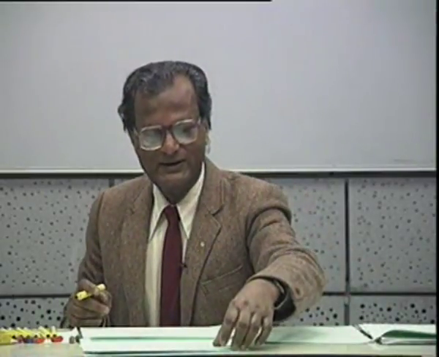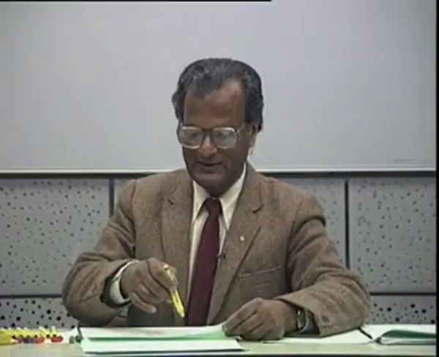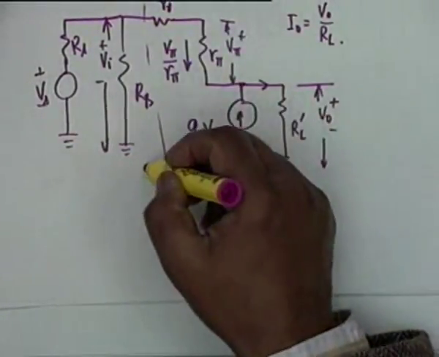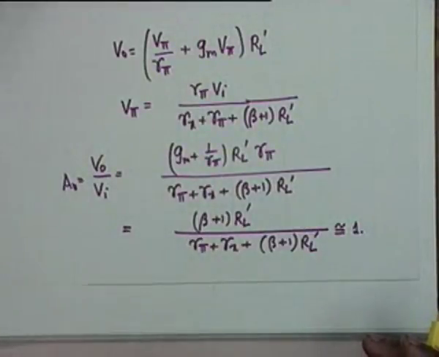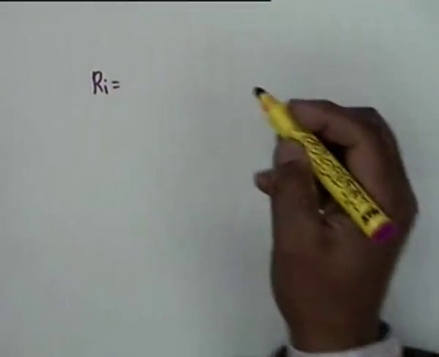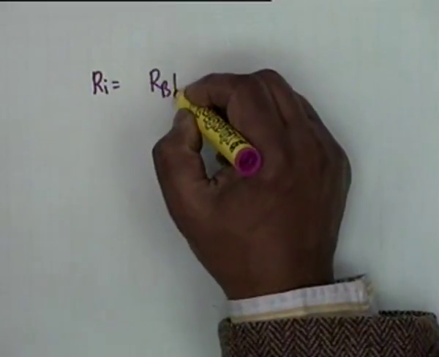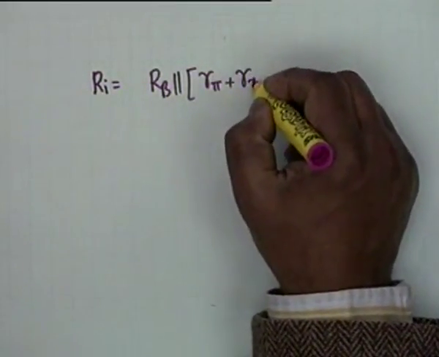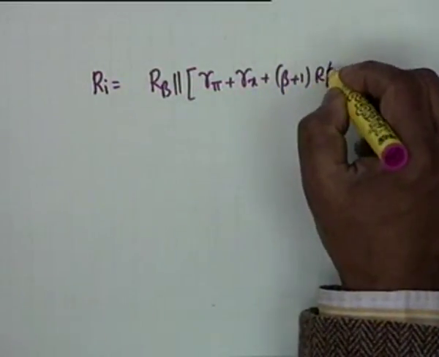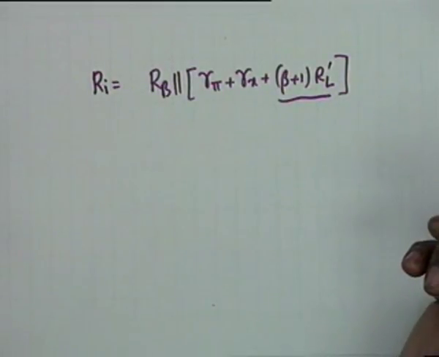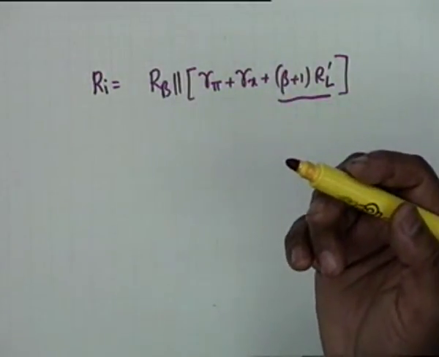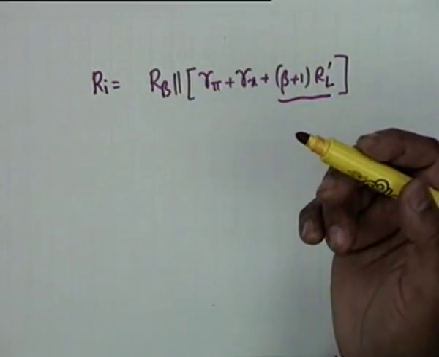This calculation also has revealed what the input resistance shall be. Isn't this absolutely clear what the input resistance is? If you look at this circuit, it would be RB in parallel with whatever this faces. What does it face? R pi plus Rx plus (beta plus 1) RL prime. And therefore, the input resistance I write without any more ado as RB parallel [R pi plus Rx plus (beta plus 1) RL prime]. And you can see why this resistance is very large, because of this (beta plus 1) RL prime. And RB normally is a large resistance, 110K was the value for our circuit.